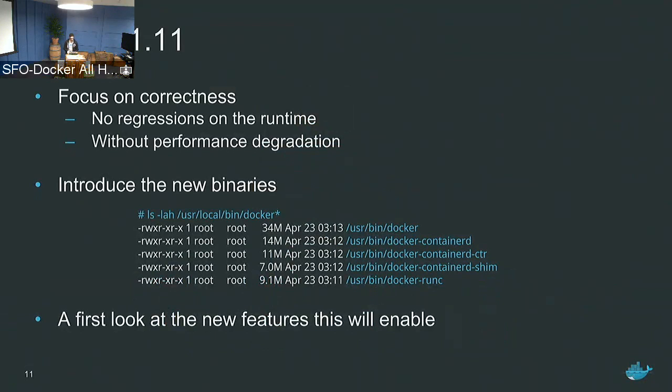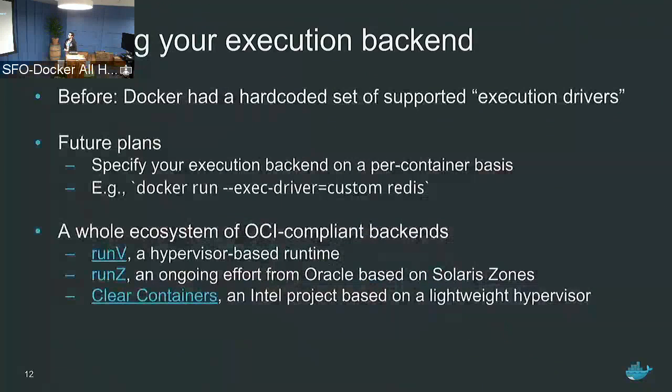Right? So a first look at what we can do from there. The first thing is choosing your execution backend. For those familiar with Docker, up to 1.11 there was a hard-coded set of supported execution drivers. So in the past, historically, you had the choice between two. You had what we called native, which was libcontainer, and you had LXC. Eventually, we ended up deprecating LXC because it's underused.